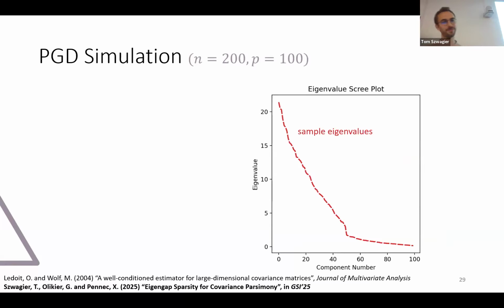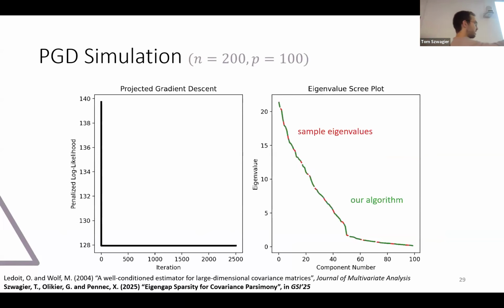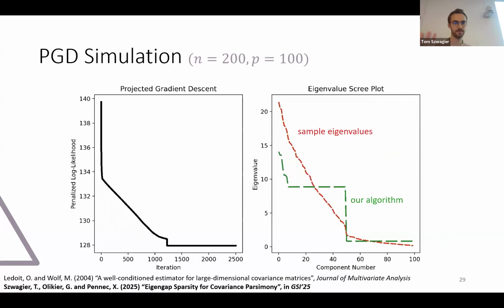Let's do a simulation. Imagine you have data sampled from a Gaussian distribution with unknown covariance matrix. I know it's the covariance matrix, but I won't tell you for now. So these are the sample eigenvalues. This is what you observe in practice. This is how we initialize our algorithm. On the left, it is the loss we want to optimize. I will run a GIF.